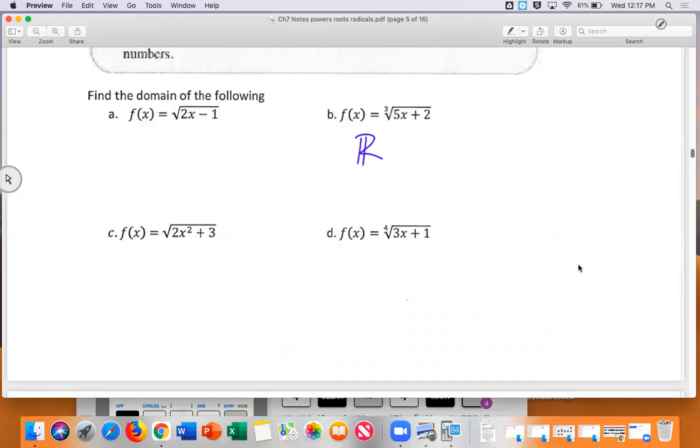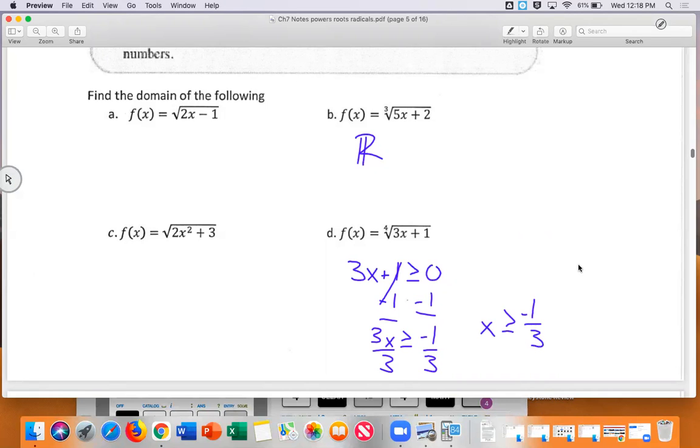So here in the square root function, we said, oh, we couldn't take the square root of a negative number. Well, we can't take the fourth root of a negative number either. So it needs to be greater than or equal to 0. So I subtract 1. Negative 3x is greater than or equal to -1. Divide by -3 and flip.